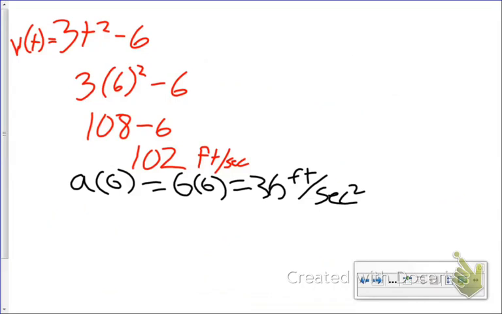Questions so far? Last part. At what value of t does the particle change direction? Someone show us that part?